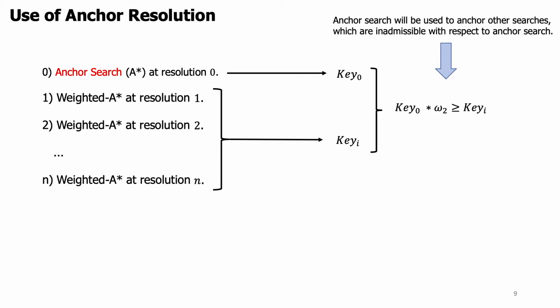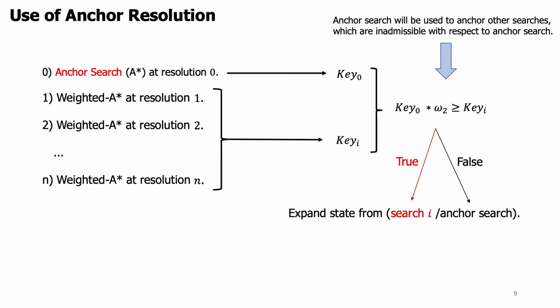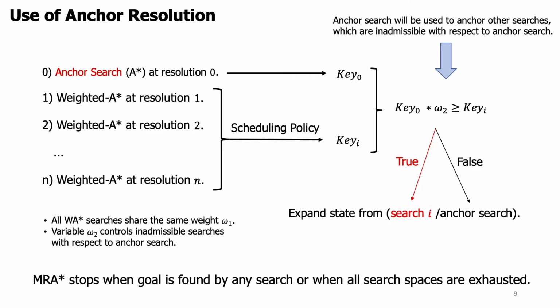Then we compare the key 0 from the anchor space with key i from search i. If the anchor condition is satisfied, a state will be expanded from the i-th search, otherwise from the anchor search. Furthermore, we have a scheduling policy to decide from which search to expand states. The scheduling policy can be round-robin style or dynamic Thompson sampling, etc. In the end, MR-star stops when the goal is found by any search or when all spaces are exhausted.